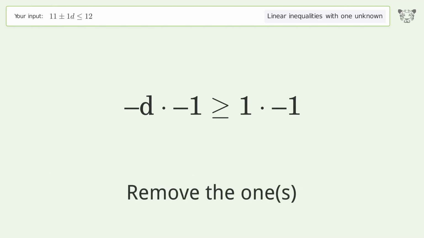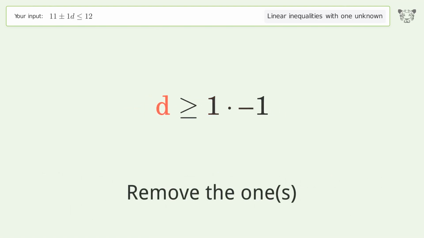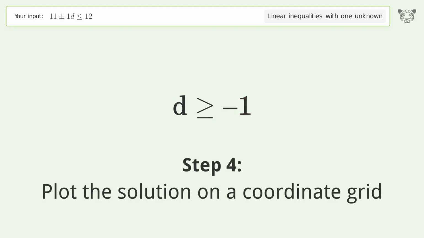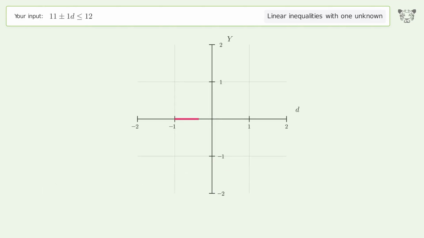Remove the ones. Plot the solution on a coordinate grid. And so the final result is d equal or greater than -1.